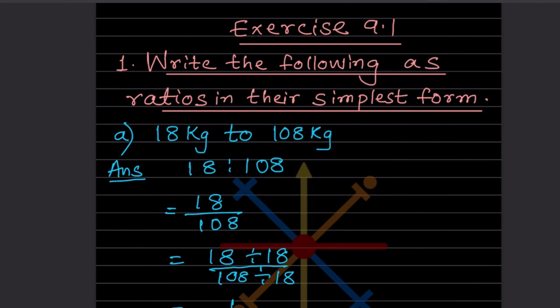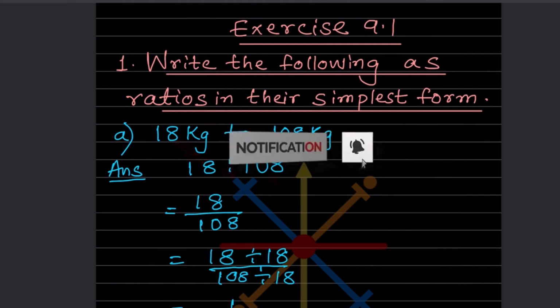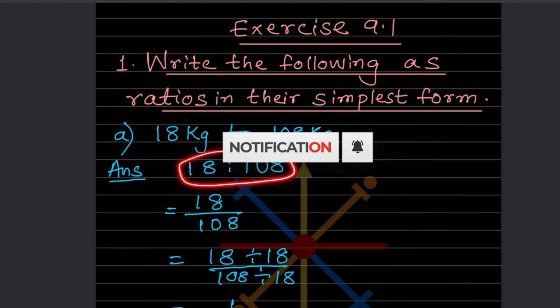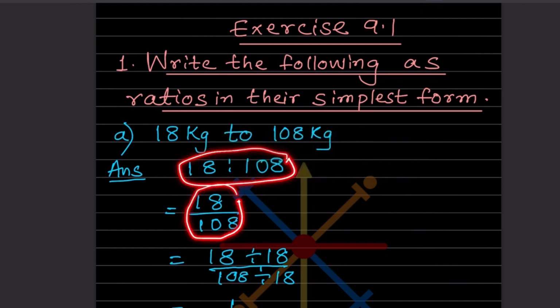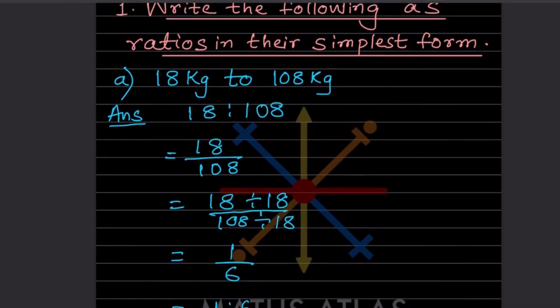Now look here, 18 kilogram and 108 kilogram. So what are we going to write? Since both the units are the same, we will just write 18 and 108. You can write it in a vertical form, which means you will divide it, 18 divided by 108. Now you have to write it in the simplest form, so you have to see which number you can divide both by.